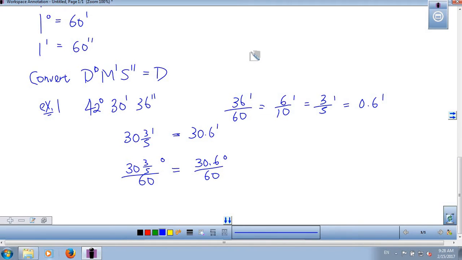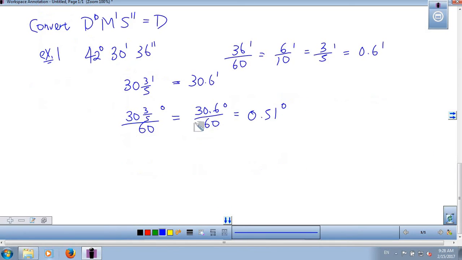Well, what we can do is use a calculator and just type this in. So let's go ahead and try that. 30.6 divided by 60. So you get 0.51. So this would be exactly 0.51 degrees. Alright, so now we're in decimal mode. So finally we can combine the degrees with the rest, the 30 minutes and 36 seconds. So it will be 42.51 degrees.